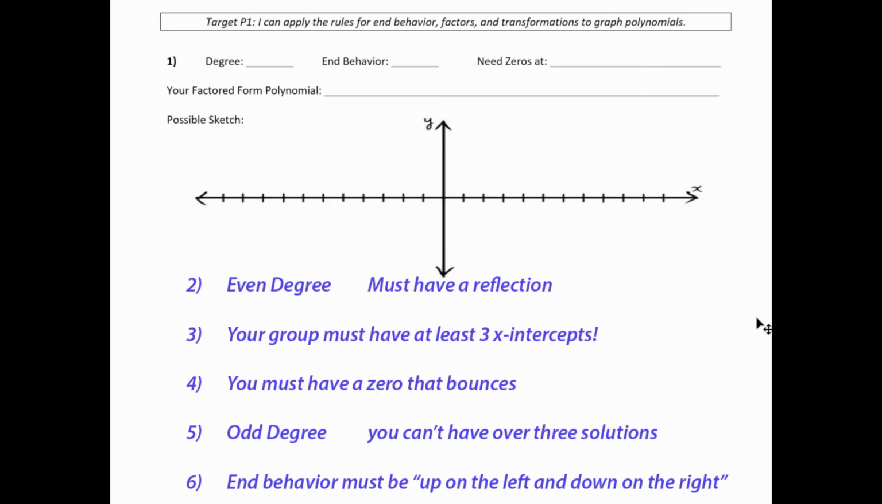Hopefully with that activity you got to have a little bit of fun. You got to talk with your other group members about what makes the polynomials do certain things on your graph. After we're done with this activity, the rest of the time is for you guys to work on homework and getting that complete and finished.